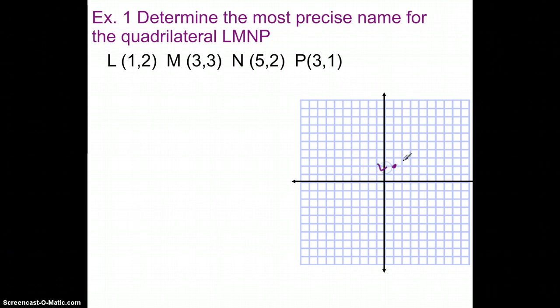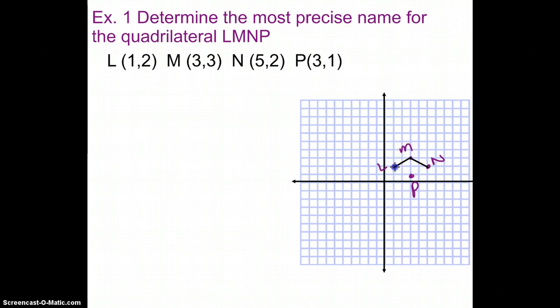That's my L. And then I have 3, 3. That's my M. 5, 2 right here is going to be N. And then 3, 1 right here is going to be P. So I'm actually going to connect these to make lines on the sides, and I want to try to classify this.